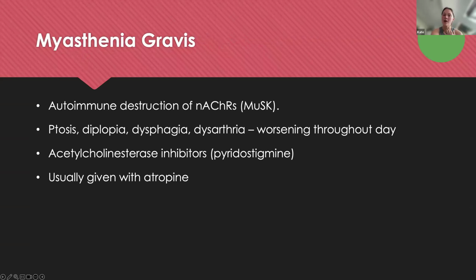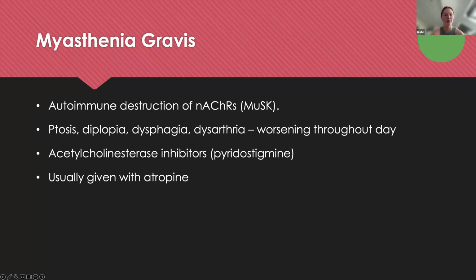This is clinical. So myasthenia gravis is an autoimmune condition. Remember we talked about muscle-specific kinase before, which is what helps anchor the nicotinic acetylcholine receptor onto the sarcolemma. And there's autoimmune destruction of the muscle-specific kinase. And hence you have a decreased number of those nicotinic acetylcholine receptors on the sarcolemma in the muscle. So even if there's sufficient ACh being released, there aren't enough receptors. So you get lots of symptoms as listed here: ptosis, diplopia, dysphagia, dysarthria, which gets worse throughout the day.